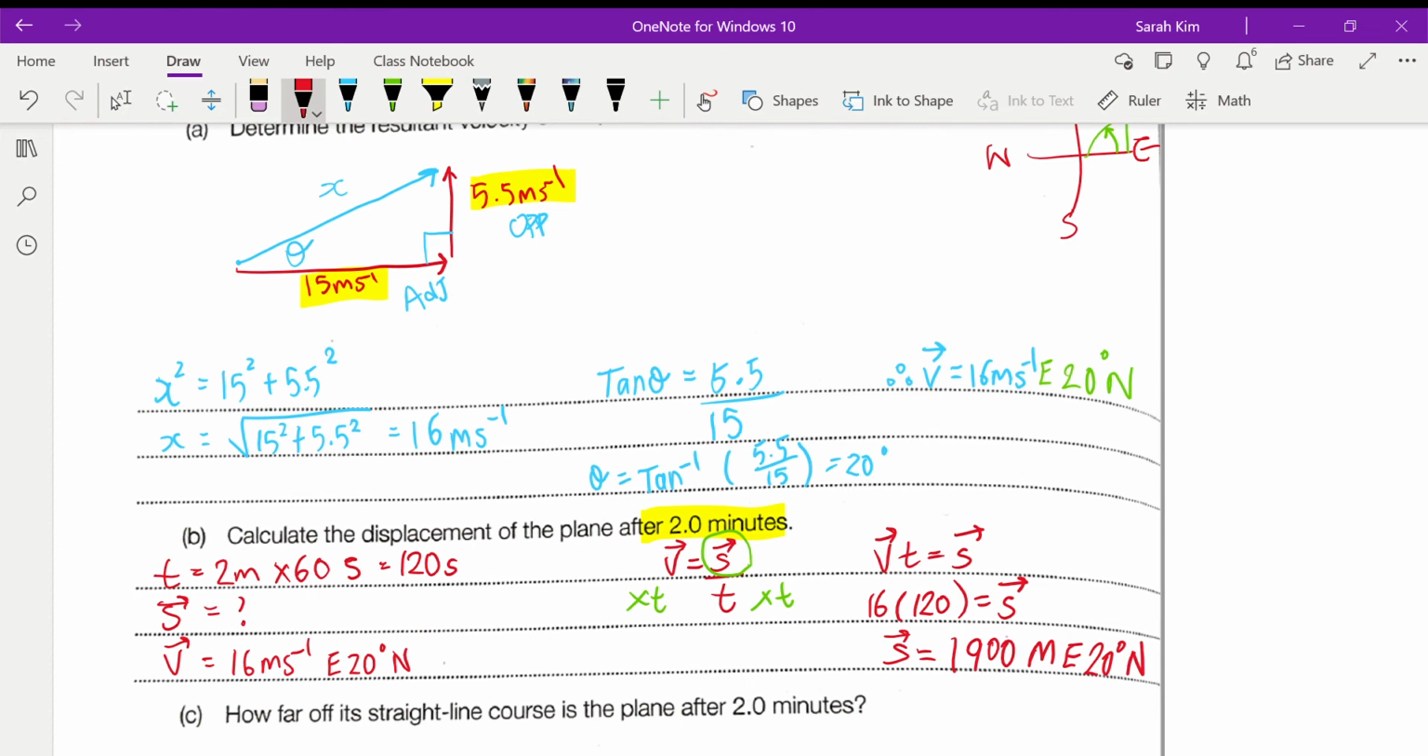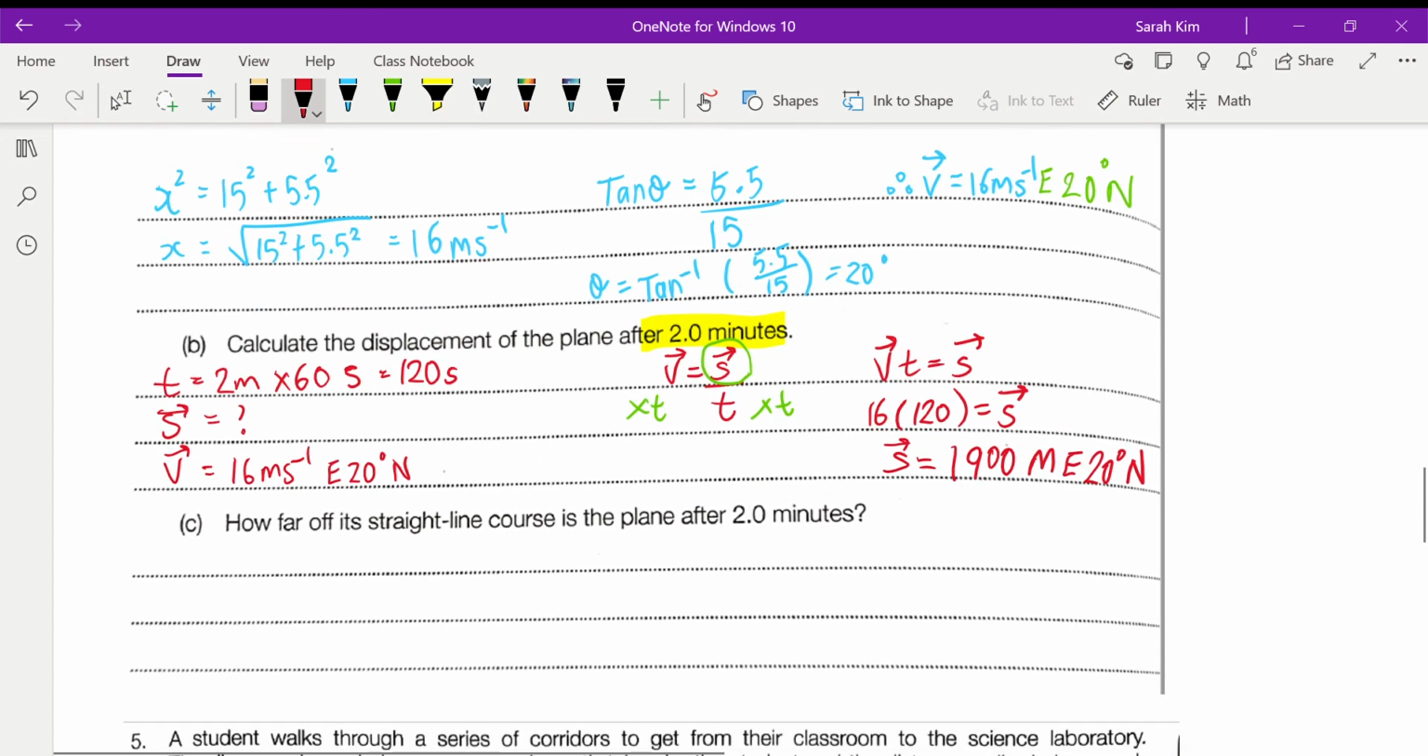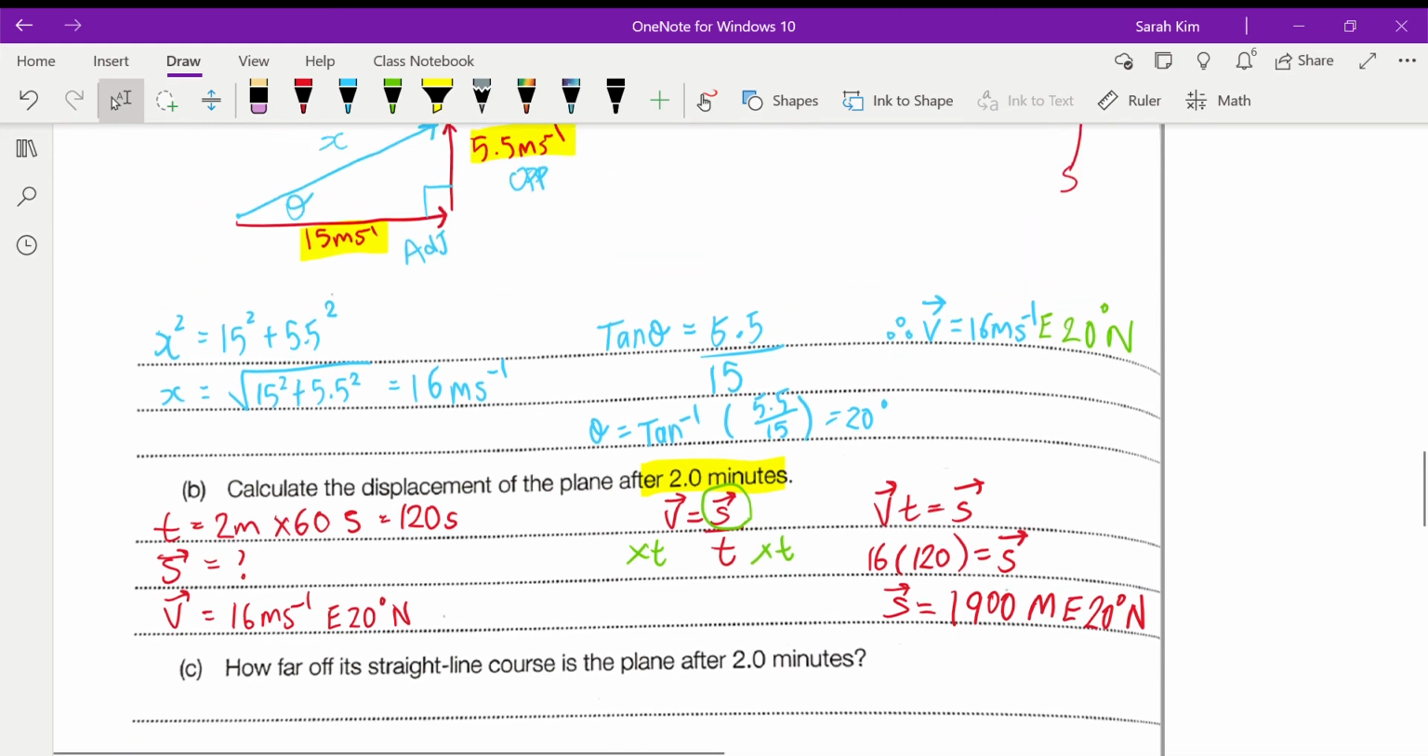Oh, something's not right. No, it's right. I was looking at the wrong answer. That's good. Alright. How far off its straight line course is the plane after 2 minutes?